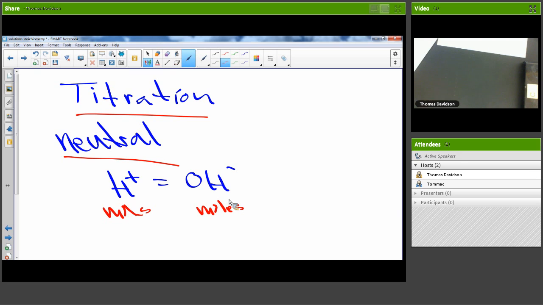So what we use a titration for is if I don't know the amount of moles of OH minus in my base, I can add acid until it becomes neutral, and then the amount of moles that was in there is equal to the amount of moles that I added. But you need to know the moles of your acid. You have to keep track of your acid that you add and its concentration, but that's not that bad. We can do that.